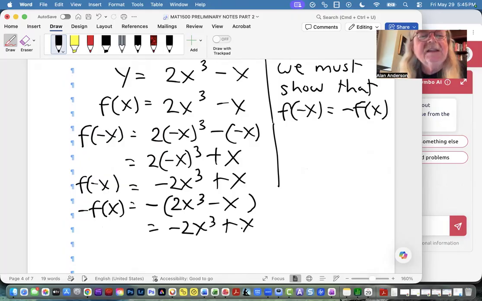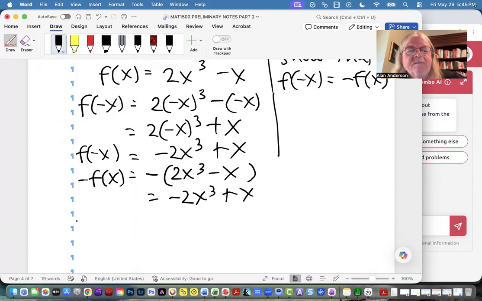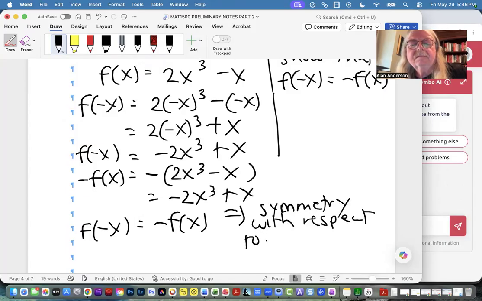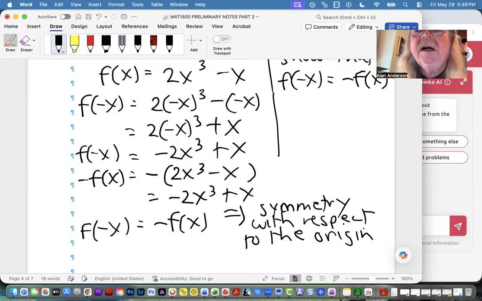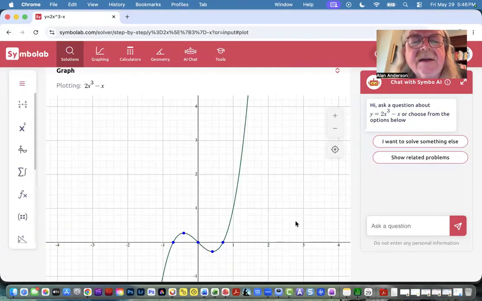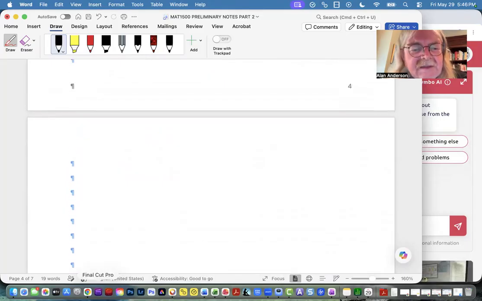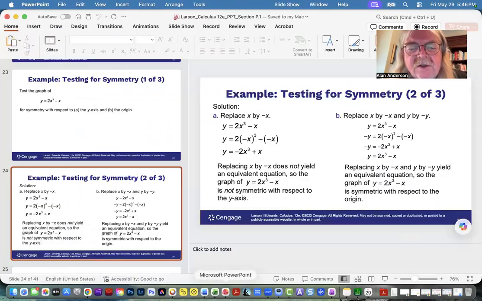Oh, yeah, there they are. They are identical to each other. In other words, we just proved that f of negative x was negative f of positive x. And therefore, that implies symmetry with respect to the origin. All right, so I think that's all we need to say about symmetry at the moment. Remember, this is just meant to review. We haven't started the new material just yet.